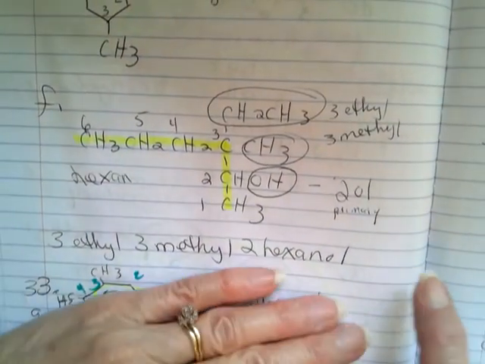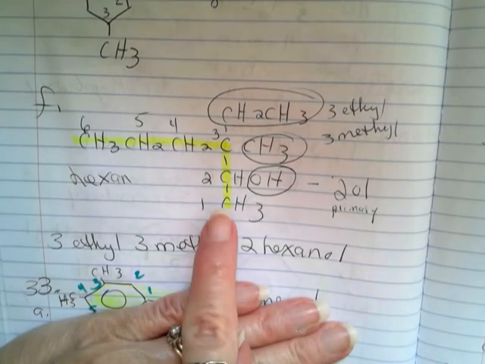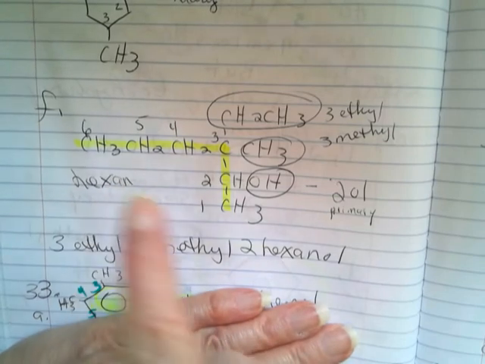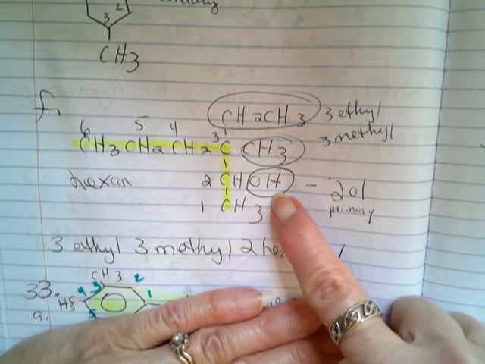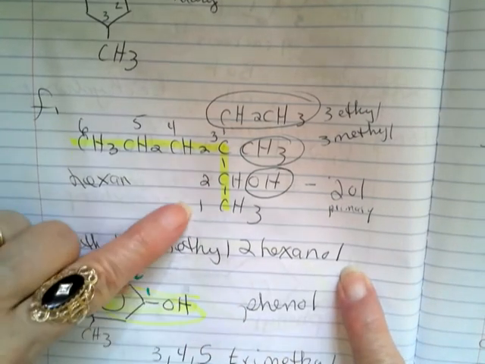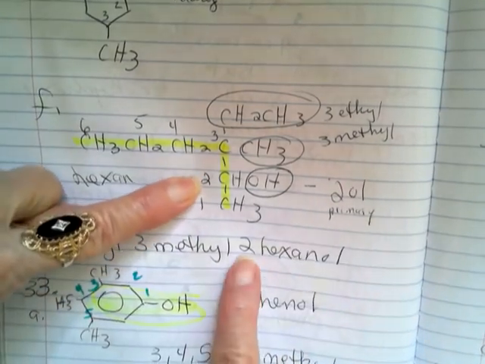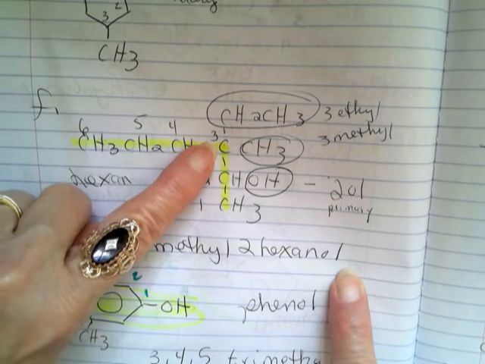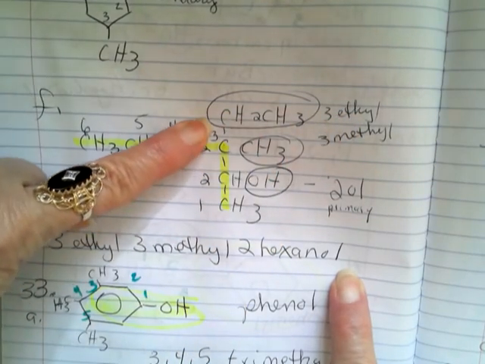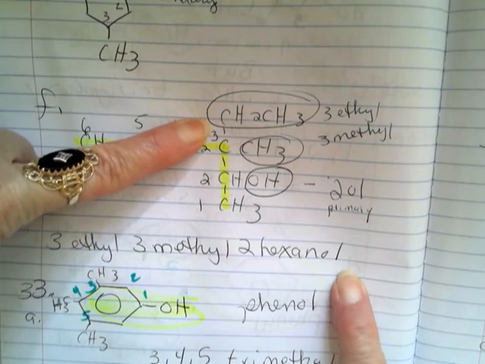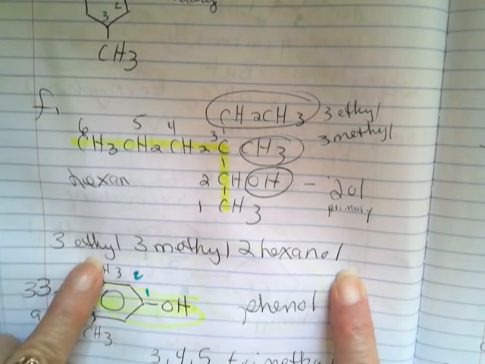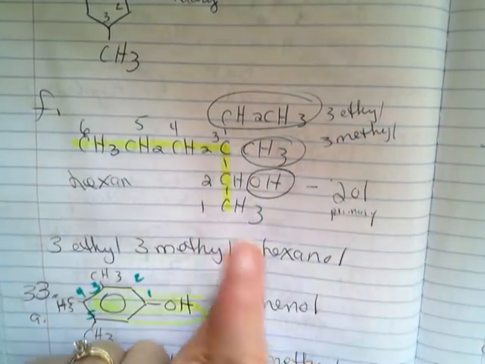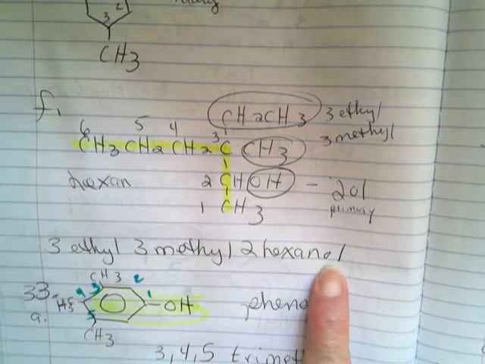Alright, looking at F, we've got our chain 1, 2, 3, 4, 5, 6, so that's a hexane. You've got a hydroxyl group here, so it's going to be a hexanol. The hydroxyl group occurs at number 2, so it's 2-hexanol. We've got a methyl substituent at number 3 and an ethyl substituent at number 3. Putting them in alphabetical order, E comes before M. 3-ethyl, 3-methyl, 2-hexanol with an O.